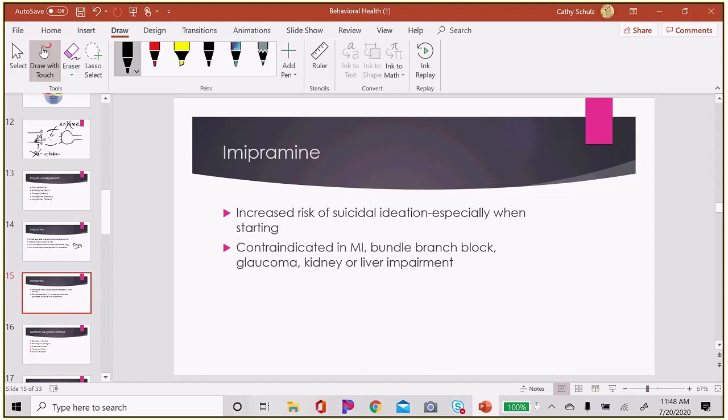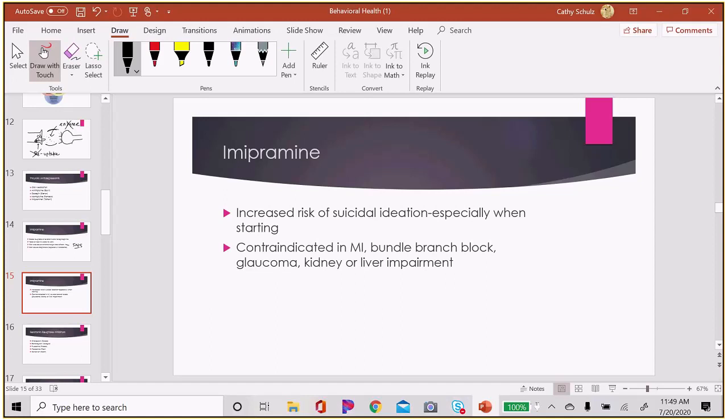And with tricyclic antidepressants, that's a bigger risk because this is a medication with overdose potential. If you take too much imipramine, you can develop cardiac dysrhythmias and a heart attack, which could ultimately kill the patient. So you have to be careful when they're first starting. Kidney or liver impairment increases the risk of toxicity, so increases the risk of issues with the patient's heart, which is what we're most worried about.